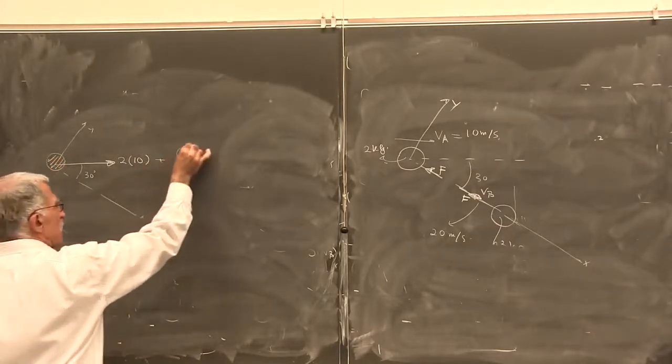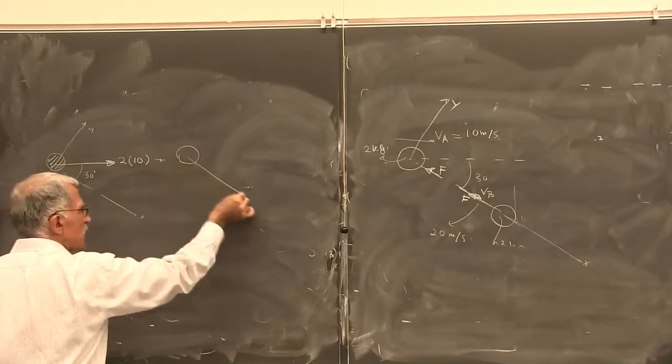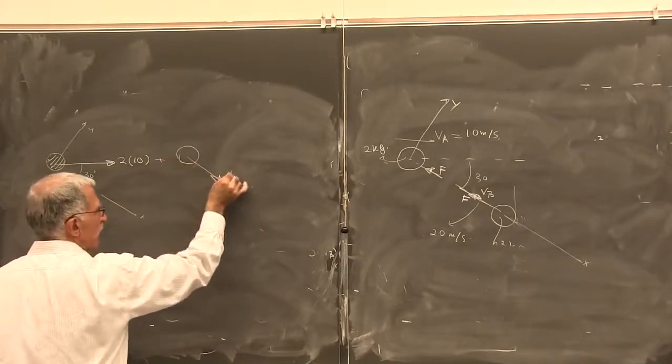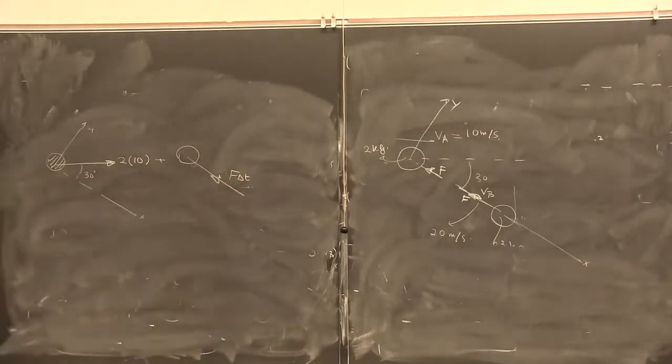This particle is subject to some impulse, and the impulse is in this direction. You can say F delta T. Impact. And we are assuming no friction. If you have friction, that would produce another impulse in the other direction, as a result of sliding or something like that. We assume the collision is frictionless.